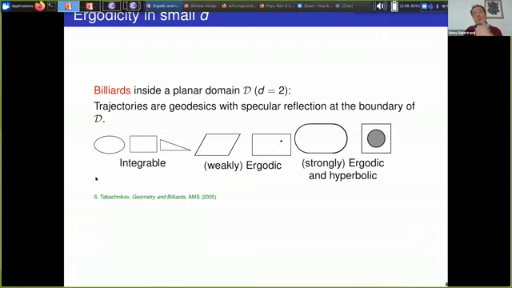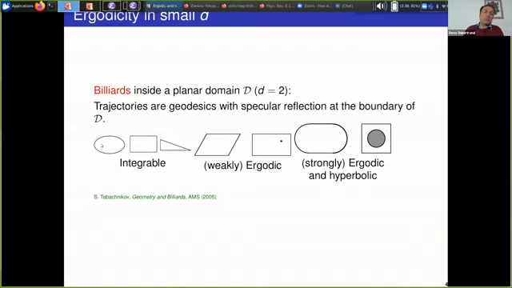And when we are dealing with ergodicity, I think there are at least two very different directions. One is to go into small dimensional phase space, and one very standard type of problem is the billiard problem. For example, inside a plane, so here the dimension of the phase space would be 4, and the dimension of the position space would be 2. In that problem, the trajectories are given by geodesics, which means straight lines, and specular reflection at the boundary of the domain. So take, for example, an ellipse.